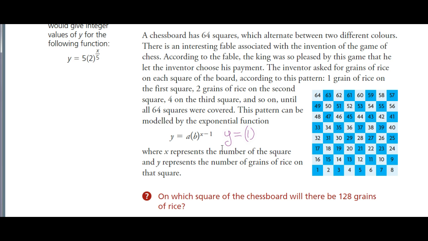So your a value is 1. That's your initial value. We're starting with 1 grain of rice. We're doubling, so we put a 2 there, but on that first square I don't want to double. If I just put an x there, then on the first square, 2 to the 1 is 2, times 1 would give you 2 grains of rice. So what we're doing in effect is backing off the doubling period by 1 square. By doing this, y equals 1 initial times 2 to the x minus 1.